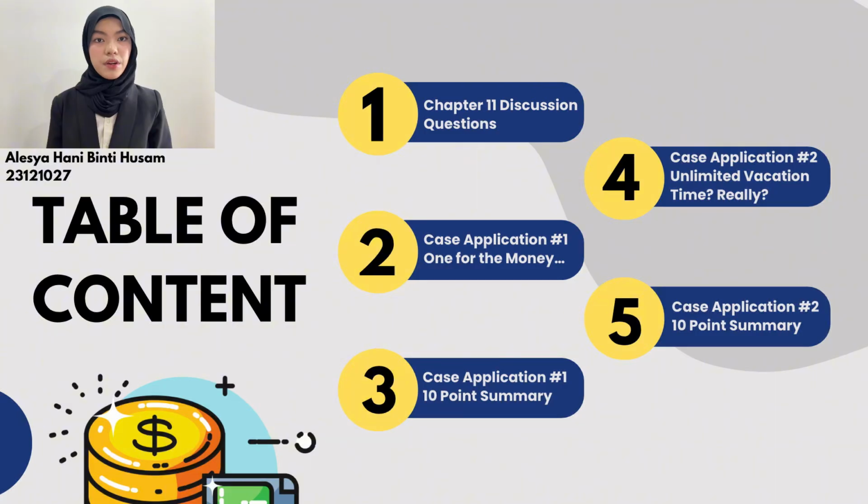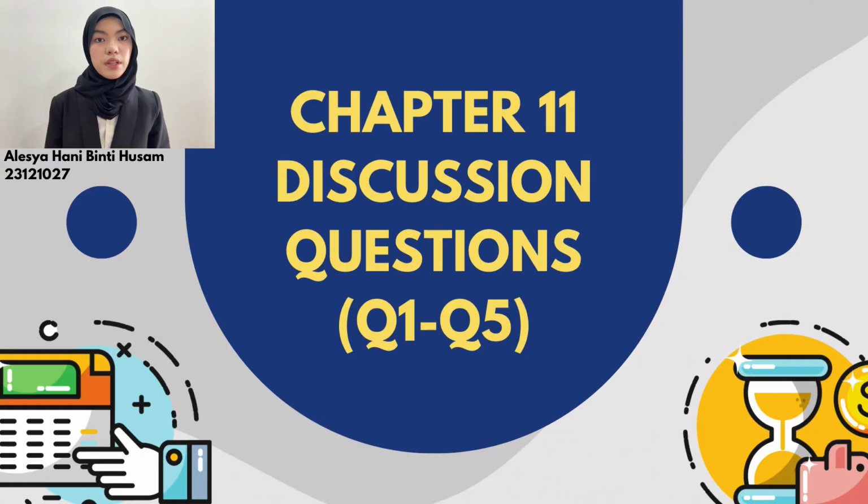Next is the table of contents. We will be talking about Chapter 11 discussion questions, Case Application 1, "1 for the money", Case Application 1 10-point summary, Case Application 2, "Unlimited vacation time, really?", and also Case Application 2 10-point summary. So, we will now start with the Chapter 11 discussion questions.